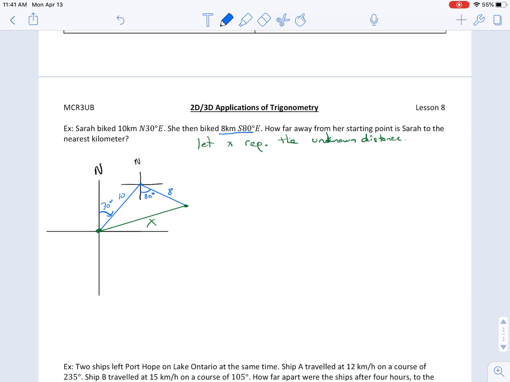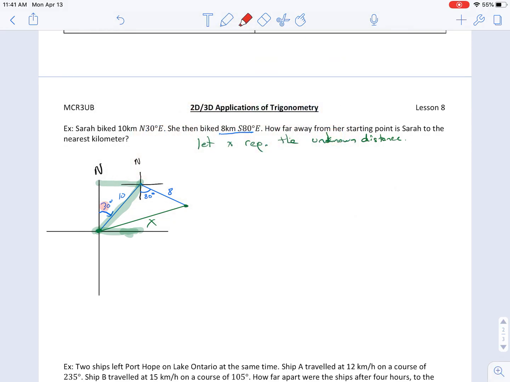So if you look at the triangle thus far, we really don't have a lot of information other than these two sides, the 10 and the 8. But what we can do is use a little pattern here. If you notice, I've got this line here parallel to this line because they're both east-west. I've also got this line here. So what I've got is the Z pattern.